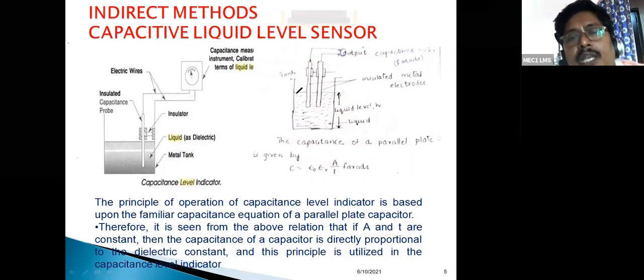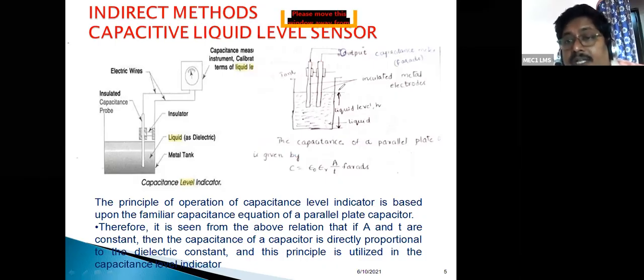See here, the level of the liquid is here. All of you know that the capacitance mainly depends upon the distance between the two plates, the area, and the dielectric between the two plates. Here the medium is liquid, for example water. If the level increases, the portion of dielectric between the two plates varies. So when the level of the liquid varies, automatically the dielectric also changes.